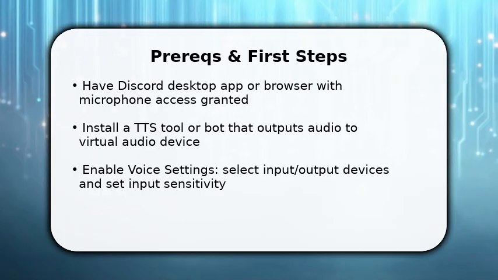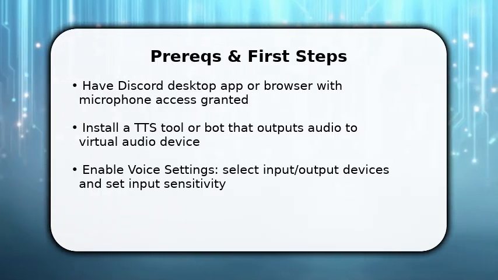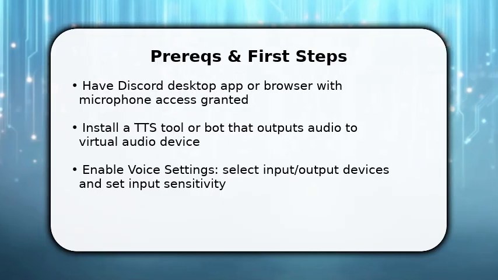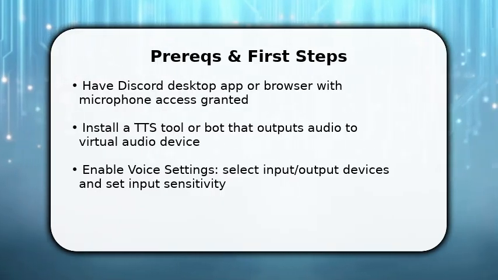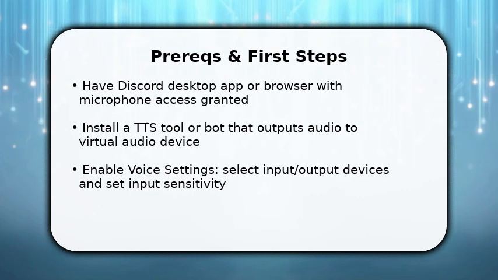In Discord voice settings, choose that virtual cable as your input. Make sure to lower input sensitivity so auto mute doesn't cut the TTS. This gets you from 0 to an active audio route into voice.